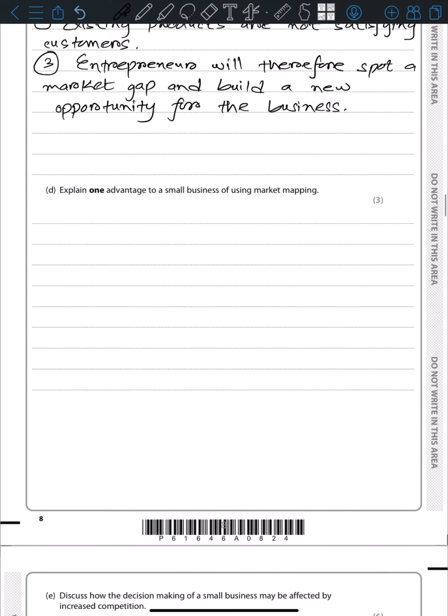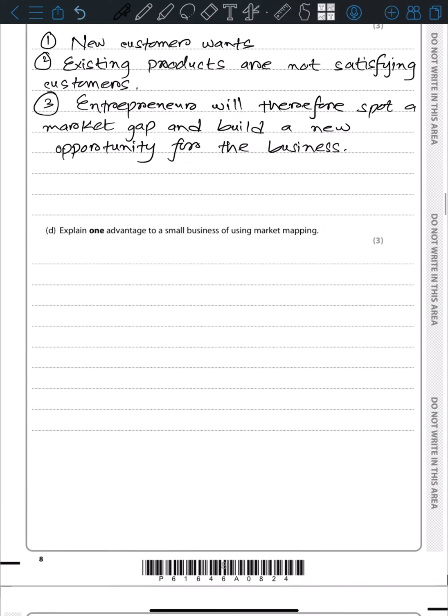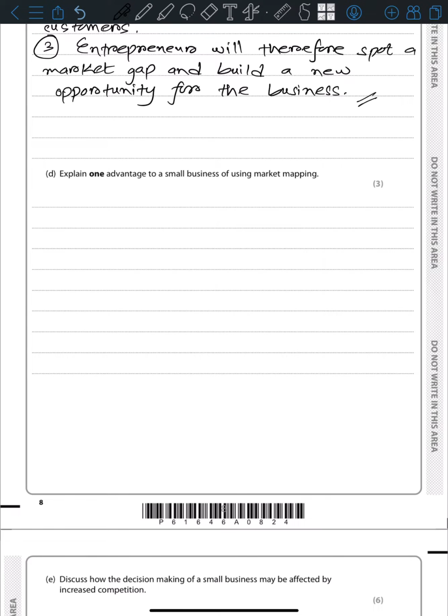Alrighty, let's move on. Explain one advantage to a small business of using market mapping. So just like we said here, market gap. Basically, market mapping allows me to spot that market gap. So why do businesses do market mapping? Market mapping means spotting a gap, and it will allow a small business to spot those gaps and then build on those gaps.